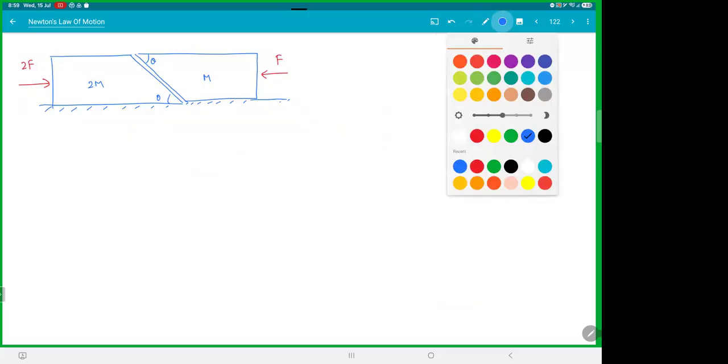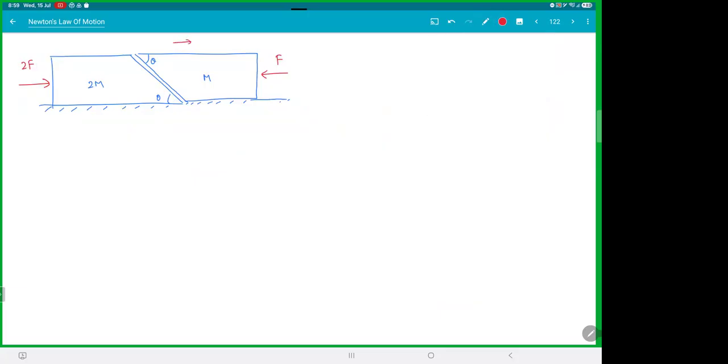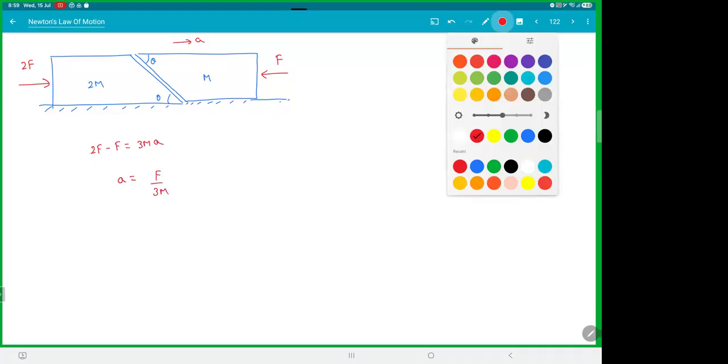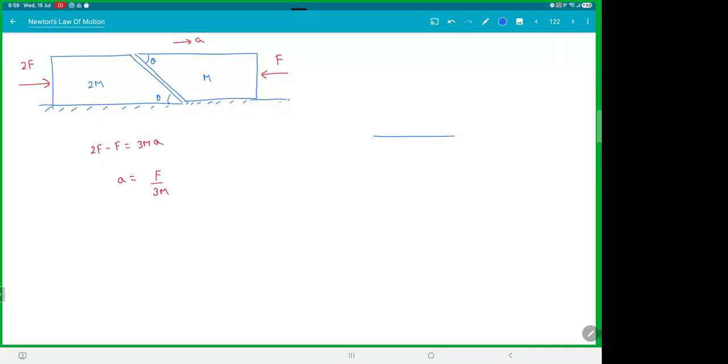So my system is both of them together because they're not flipping, right? So this is 2f minus f is equal to 3m into acceleration. So we get acceleration is f by 3m. Perfect. Then take the FBD of m.